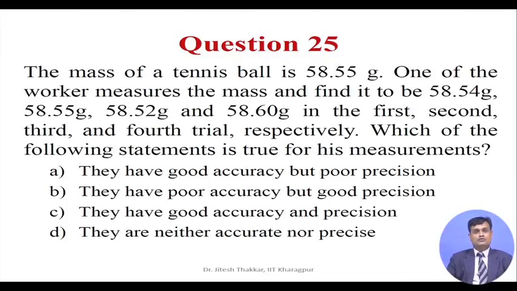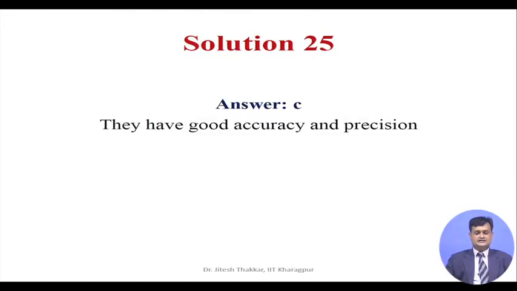A. They have good accuracy but poor precision. B. They have poor accuracy but good precision. C. They have good accuracy and precision. And D. They are neither accurate nor precise. The correct answer is C. They have good accuracy and precision.